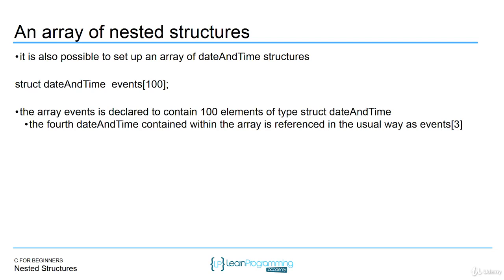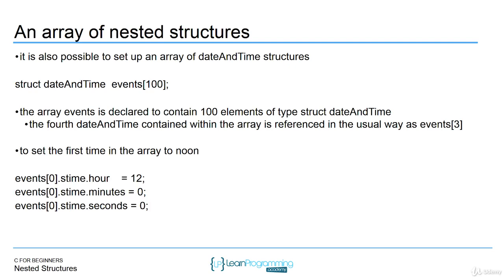The 4th date and time contained within the array is referenced using the usual index, sub 3, or index 3, or subscript 3, inside those square brackets. So to set the first time in the array to noon, you would say events sub 0 dot s time, because remember s time is pointing to the time struct, and then you have to access the element in the time struct, which is hours, so you use another dot, and you say 12. It looks very similar to the previous declaration, or assignment I should say, but instead it has that array index, 0 inside the square brackets.